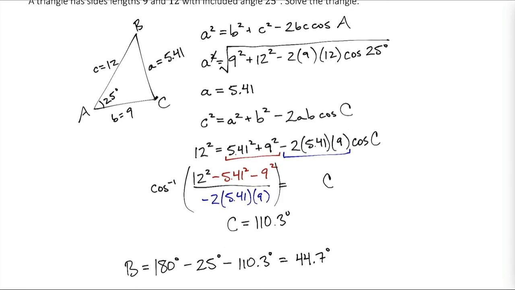And so that's our solved triangle. We've got our angles B, C, and of course A, it was given, and then our three sides.